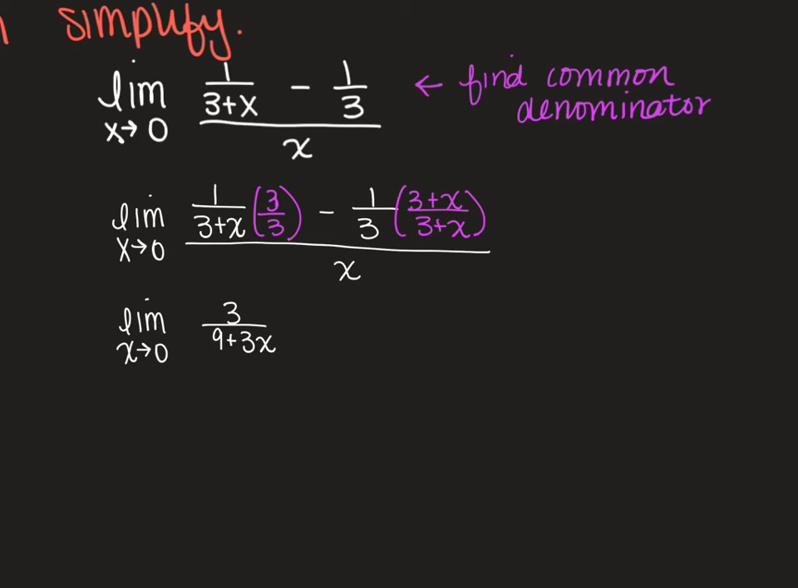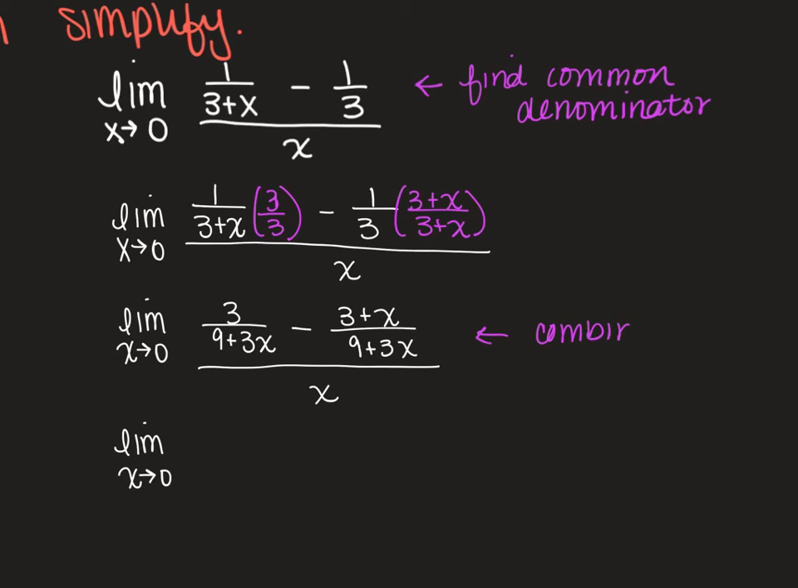So then we have 3 over 9 plus 3x minus 3 plus x over 9 plus 3x. So looking good here, and that's all over x. And now we can combine our numerator because they do have the same denominator. So we have the limit as x is approaching 0, and what we're going to be doing is we're going to combine our numerator. They just needed to have a common denominator.